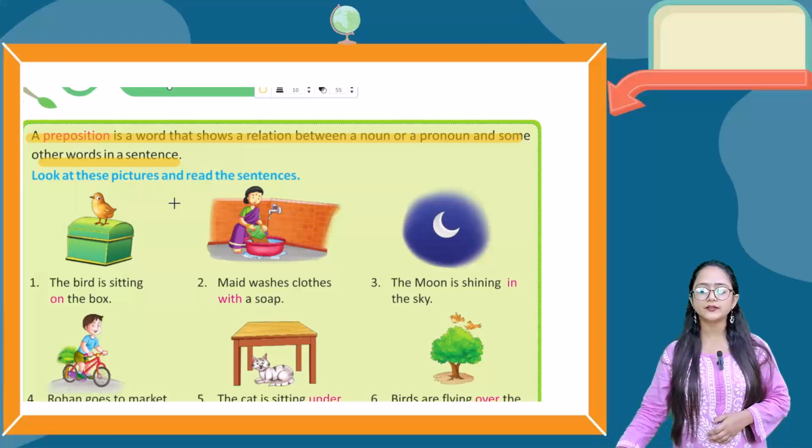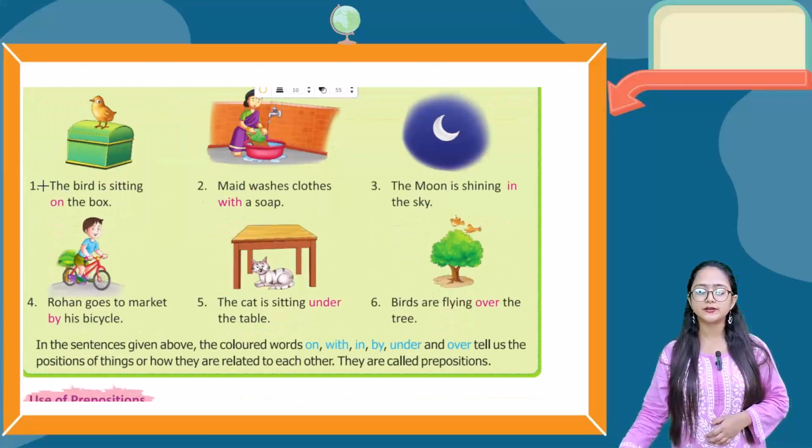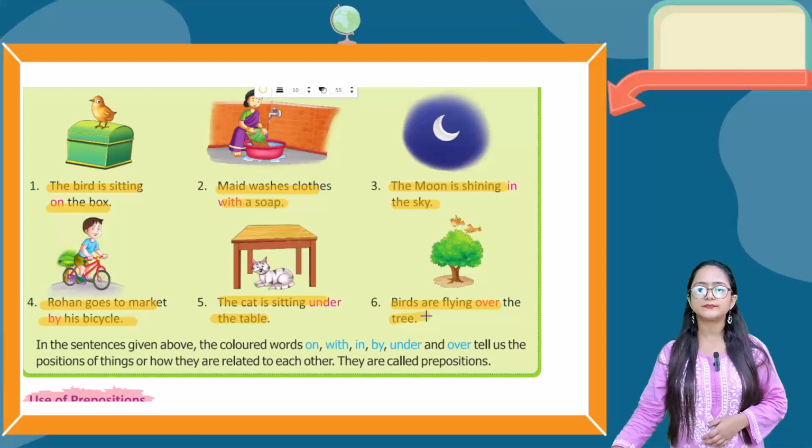Now look at these pictures and read the sentences. Here you can see the picture also. The first one: the bird is sitting on the box. Next one, maid washes clothes with a soap. Next one, the moon is shining in the sky. Next one, Rohan goes to market by his bicycle. Next one, the cat is sitting under the table. Next one, birds are flying over the tree.